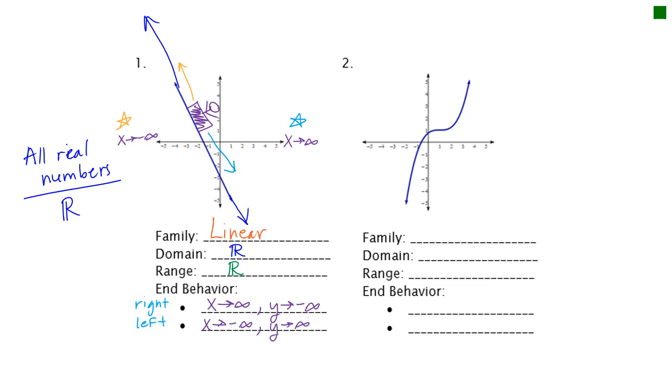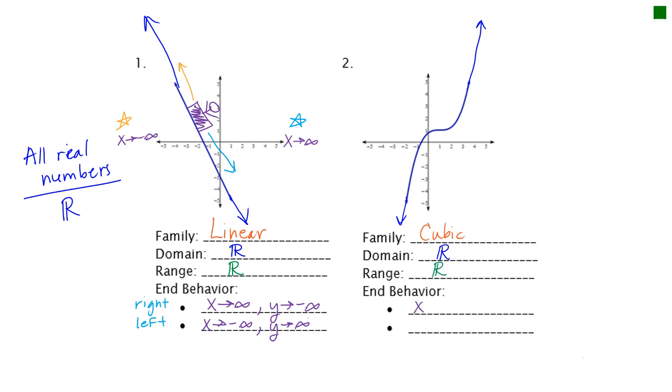For question 2, if you go back to one of those first slides and look at the pictures of all the families, this is a cubic function. So that is my family. Domain and range are going to be really similar to number 1. If I extend this graph to go forever and ever, it's going to keep getting wider and wider, which means it is going to cover all the x values. So my domain would be all real numbers. Similarly with my range, if I extend my graph, it's going to go up forever and down forever. So the range will also be all real numbers.